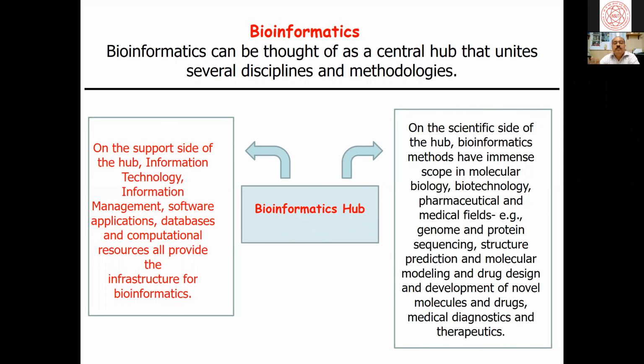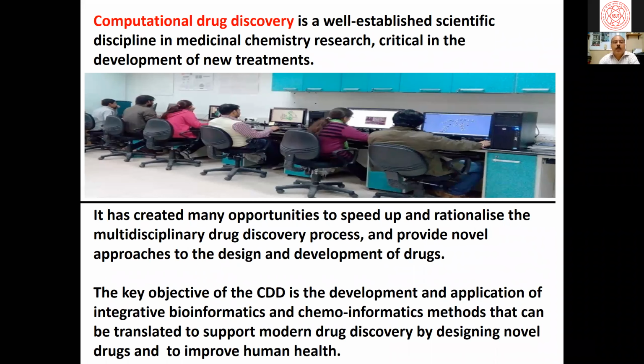Well, is the slide moving? No, sir, it is still on the first slide. Okay. Yeah, now it has moved, sir.